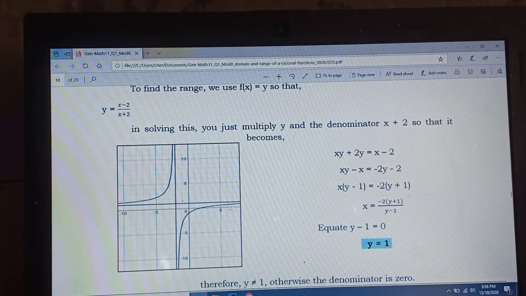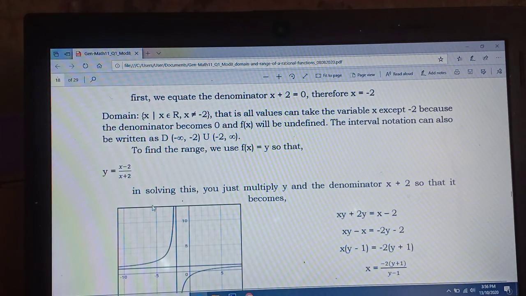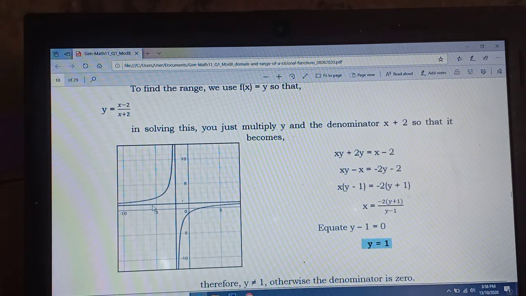So as you can see here in the graph, what's the domain kanina? The domain is all real numbers except negative 2. Andito siya, hindi siya magta-touch sa negative 2, and except 1 also, ito siya, hindi niya ita-touch yung positive 1.